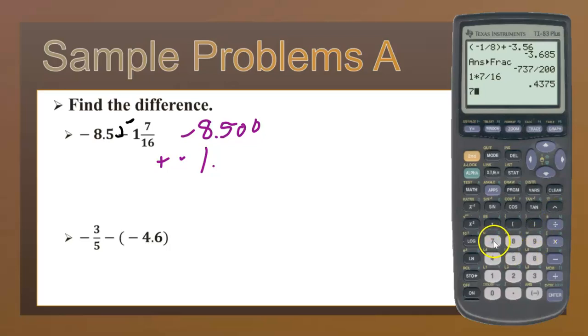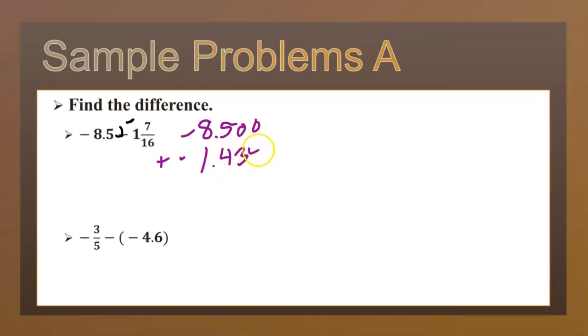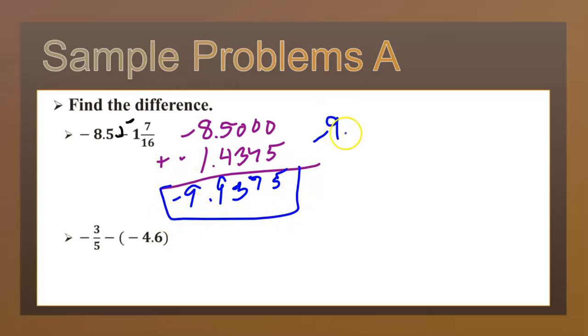Then we do that again. So that'd be 7 divided by 16. So 1.4375. Then, since they're both negative, we're just adding these together. Let me just double check. So negative 9.9375 would be our answer.